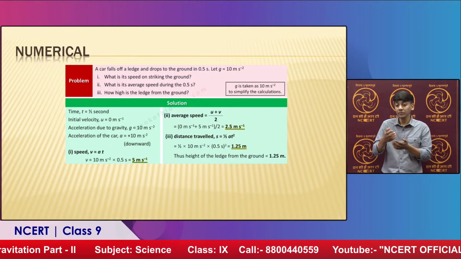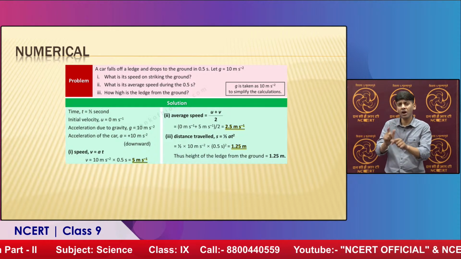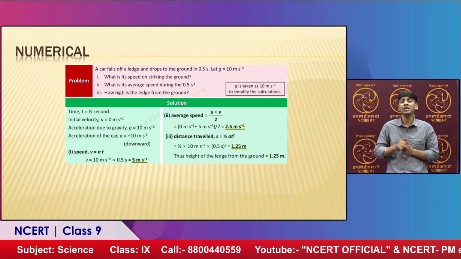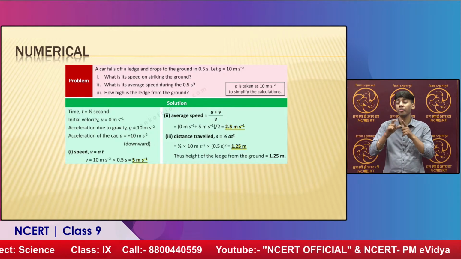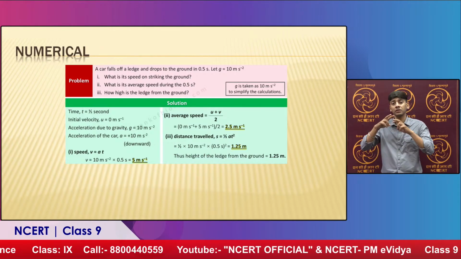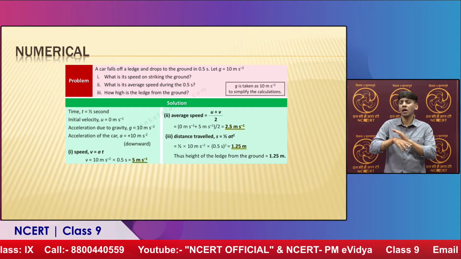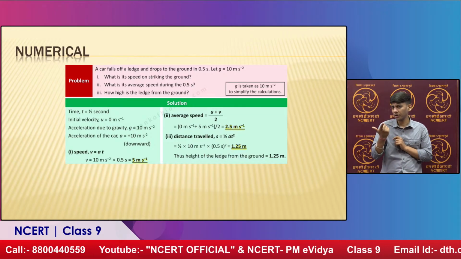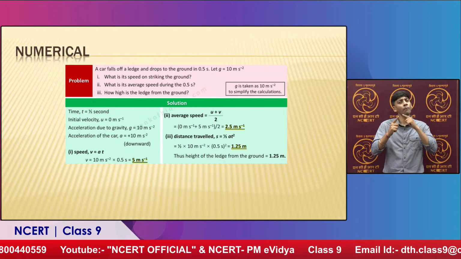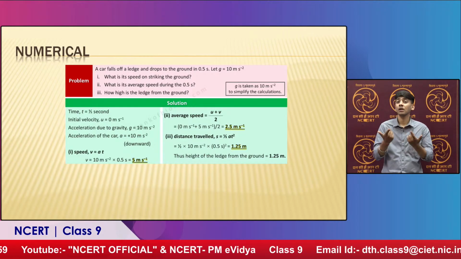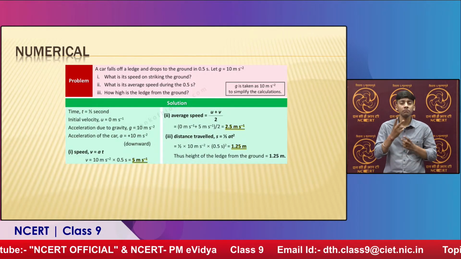What will its speed be on touching the ground? So you can simply use the equations of motion here and find out the answers. Just take note that we have to see whether the value of G is taken as positive or negative. Yes. Those minor things are important, otherwise all the calculations will be affected.